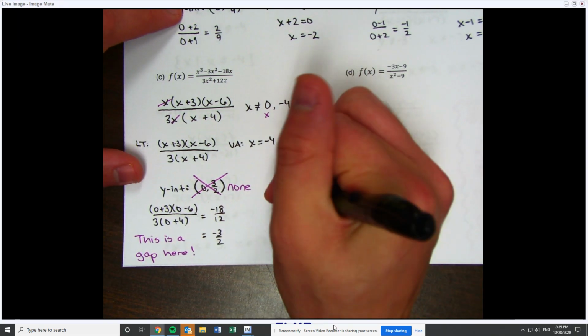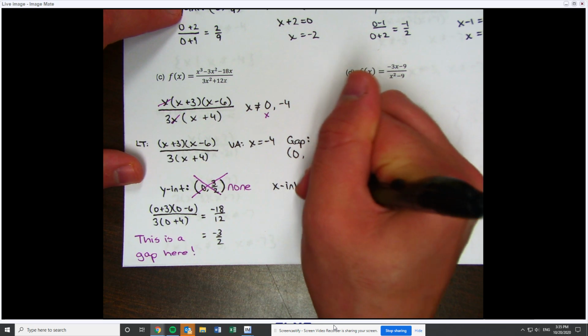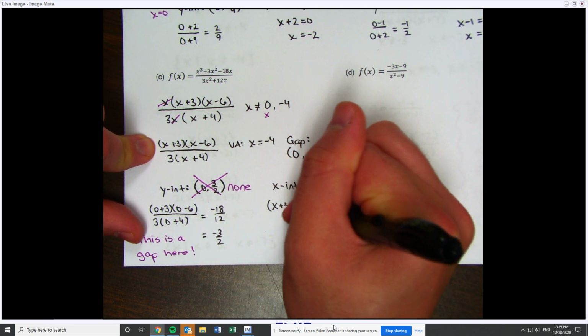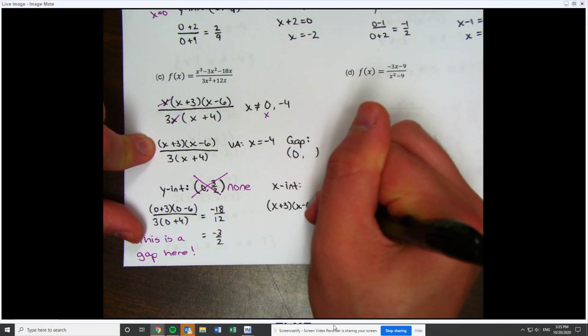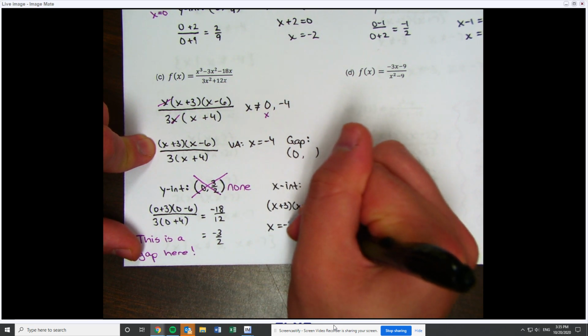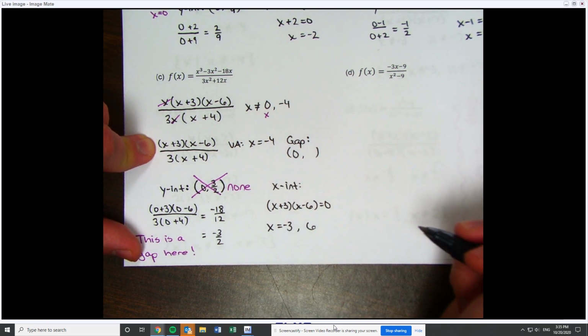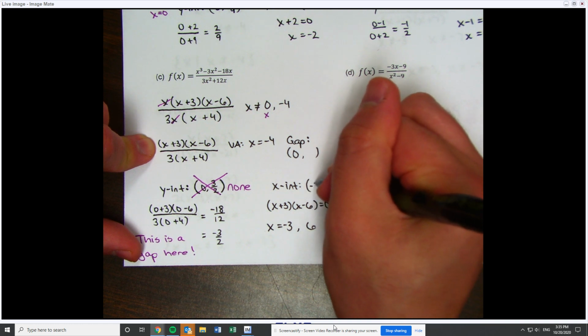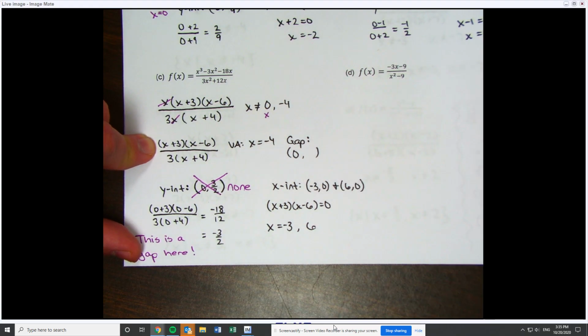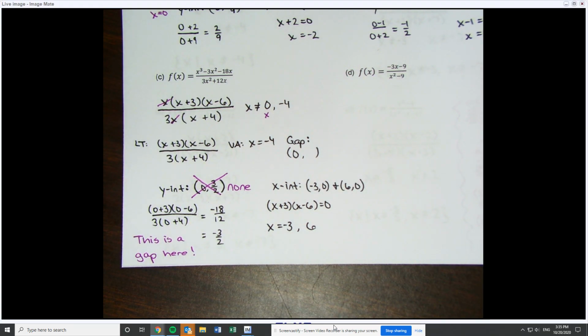All right, now as far as the x-intercept goes, I'm not going to trick you on this one. We're going to take the numerator of the lowest terms, so x plus 3, x minus 6, set it equal to 0 and solve. That gives me x equals -3 and 6. So I have two of them, (-3, 0) and (6, 0). Got it. Okay, so that one, there was a little tricky piece. Always keep that in mind.